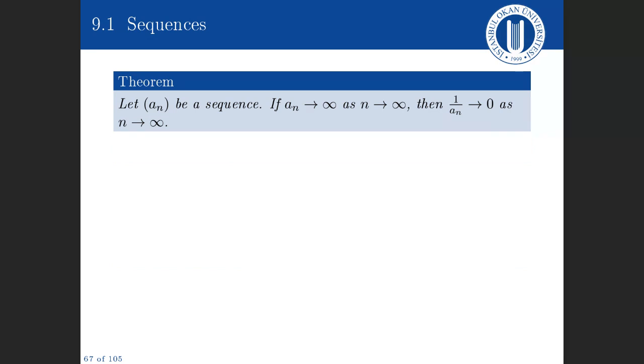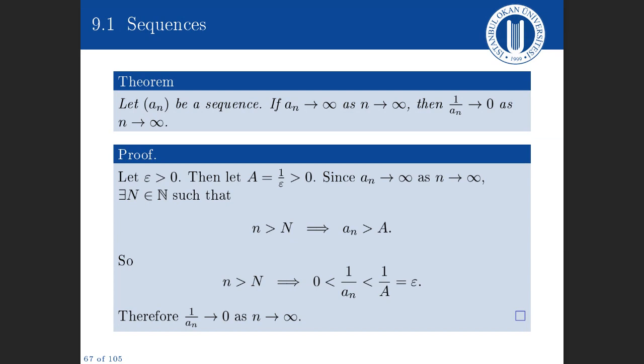Now, let An be a sequence. If An tends to infinity as n tends to infinity, then 1 over An tends to 0 as n tends to infinity. I'm going to skip the proof. You can come back and pause the video here or read the slides and check this proof.